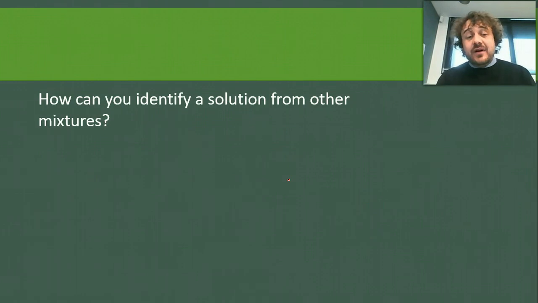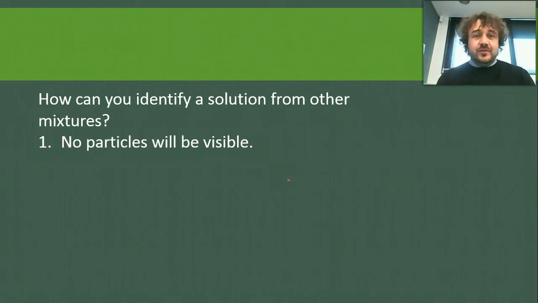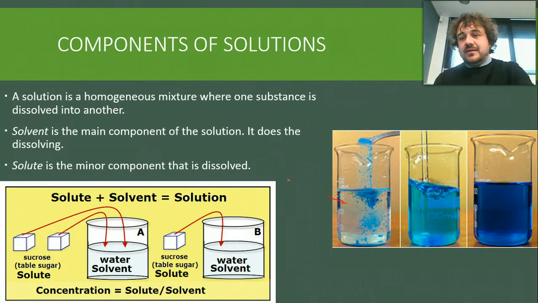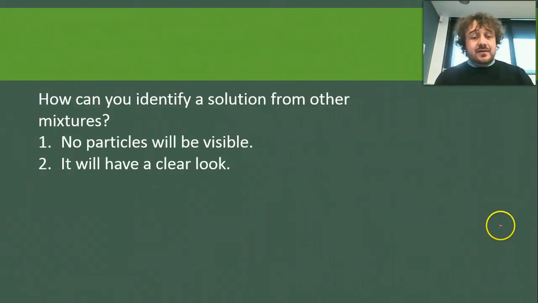Right, how do you identify a solution from other mixtures? There are several steps. No particles will be visible. It will look as though it's uniform throughout because it's homogeneous. It will have a clear look. Generally, there are some other ones that not quite so much, but we'll say for start off, it's clear to look through, clearish. You can see through it. So if you go back here, down here, it can be very, very dark blue, but still kind of clear.